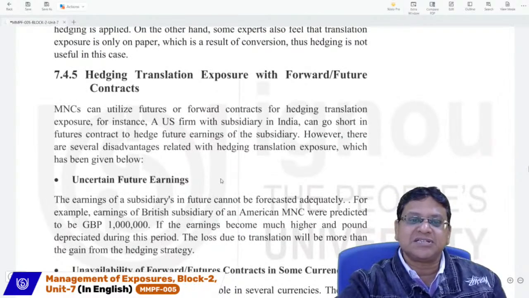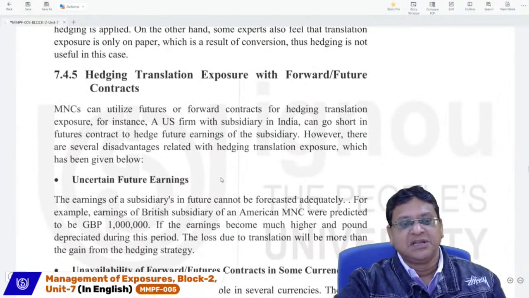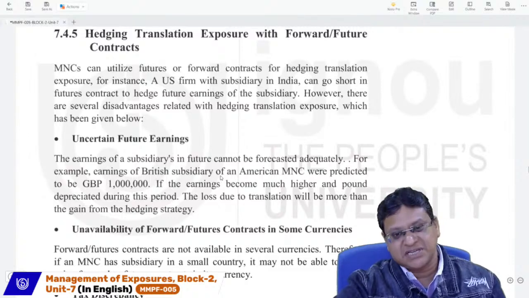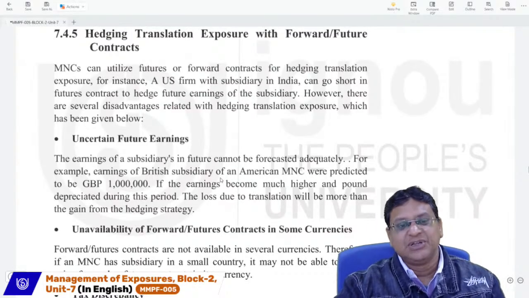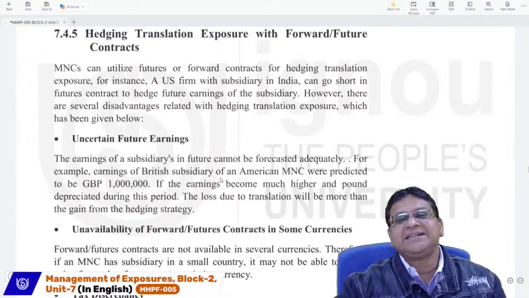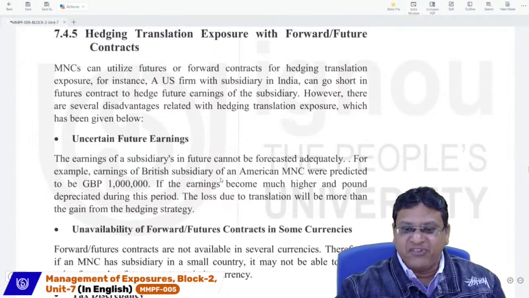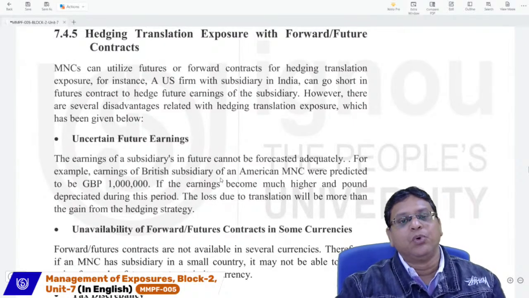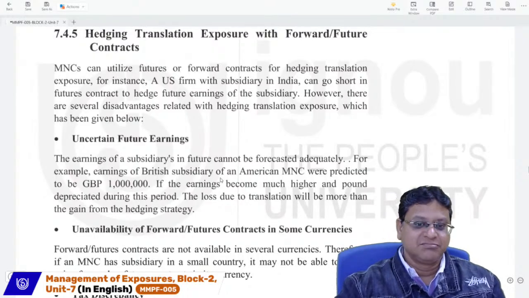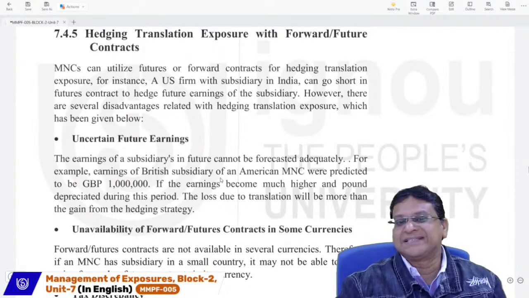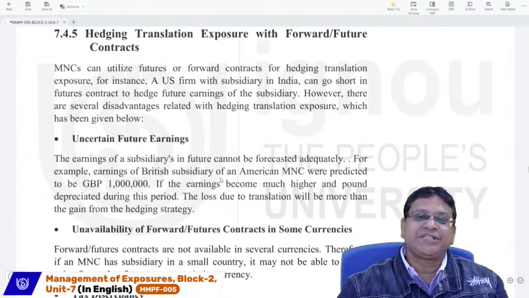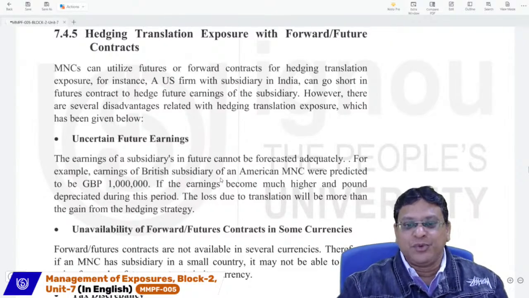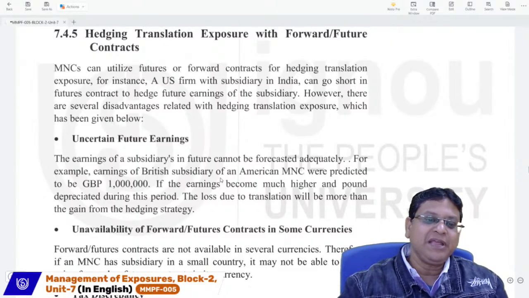At the time of translation, there can be some risk. That risk is translation risk. And translation risk may be managed or may not be managed. Some experts tell that as it does not involve any value or cash flow, it should not be managed because it is a book risk. It is not an actual risk. But some experts tell that though it's a book risk, it affects the valuation of the company. Hence, it must be managed.